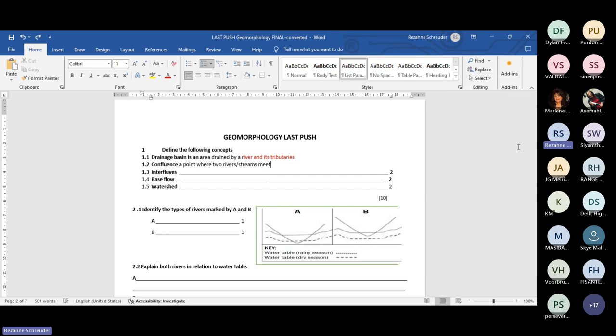And then base flow, 1.4, it looks like the learner is Esona. The base flow, the movement of groundwater that seeps into the streams. Well done. All right. I'm getting a lot of messages.